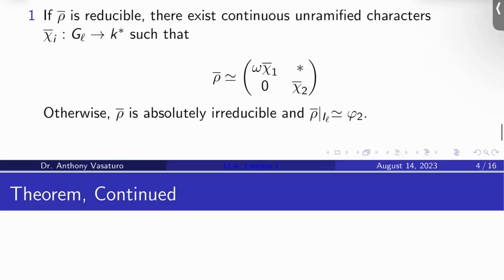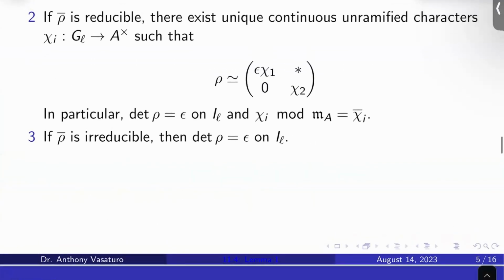Okay. So 2. If rho bar is reducible, there exist unique continuous unramified characters chi_i from G_L to A^* such that we have the same thing on the lift as we did above. So we have rho is isomorphic to epsilon, still the cyclotomic character, chi_1, star, 0, chi_2. In particular, det rho is just epsilon on I_L, and chi_i mod the maximal ideal of A is nothing but chi bar_i. So everything lifts nicely. Okay. And then 3, if rho bar is irreducible, then det rho is epsilon inertially at L.